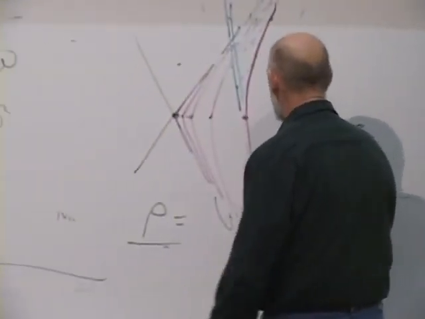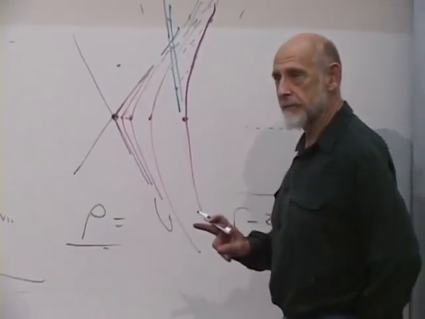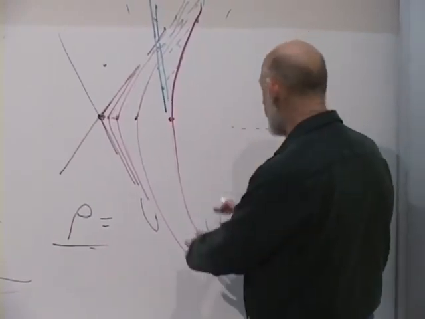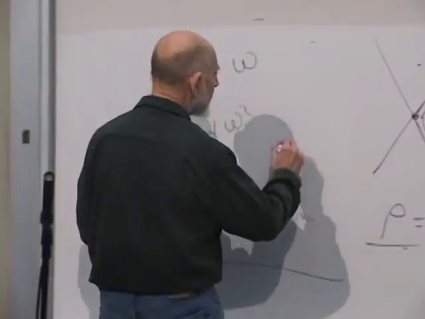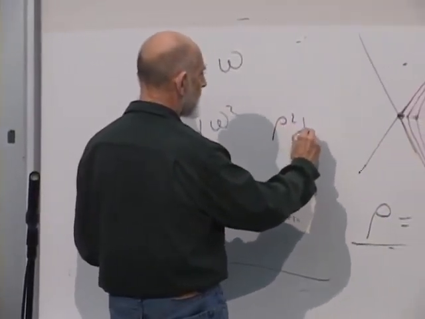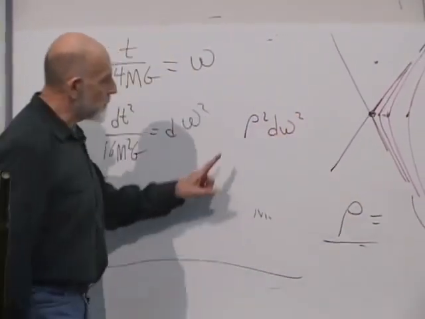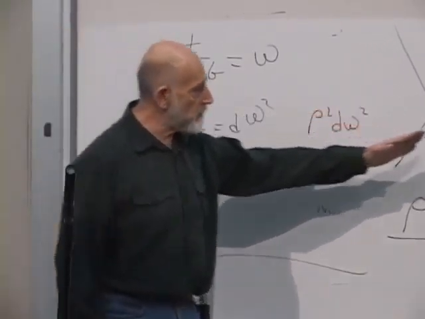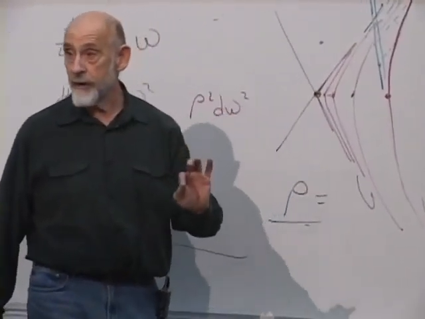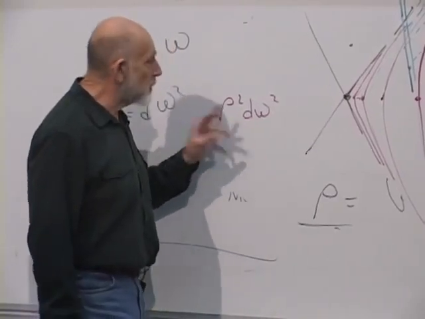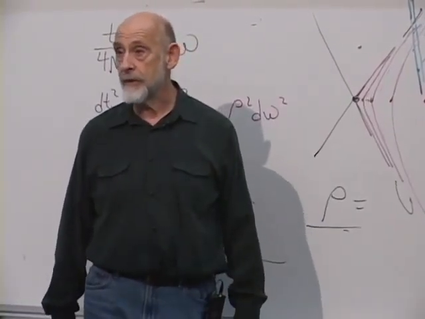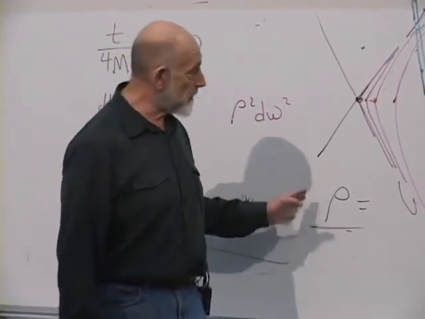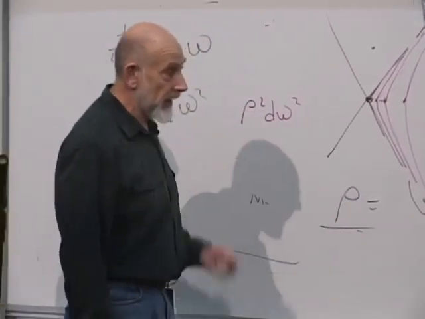What is a proper time? It is rho times omega. Remember the metric for omega is rho squared d omega squared, right? So along one of these trajectories, for fixed rho, rho times d omega is proper time along there. So it's proper time, but with the rho scaled out.